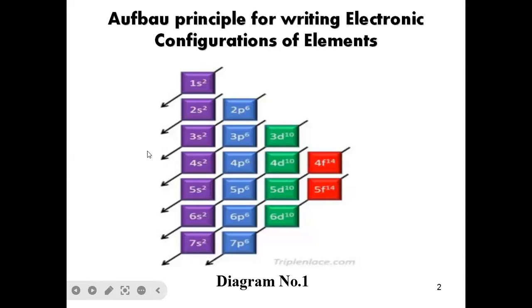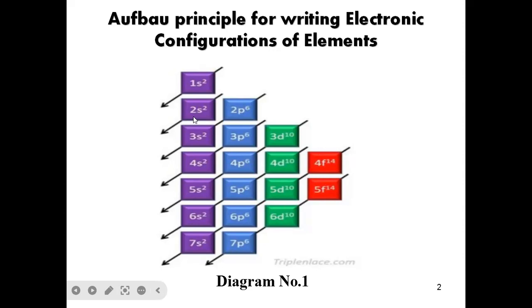For electronic configuration, Aufbau principle is to be followed, and to simplify this, this diagram is to be used, and this has been constructed on the basis of the Aufbau principle. So the order of filling of the electrons would take place. First of all, the electron would go to the lowest energy level of 1s and then to 2s.